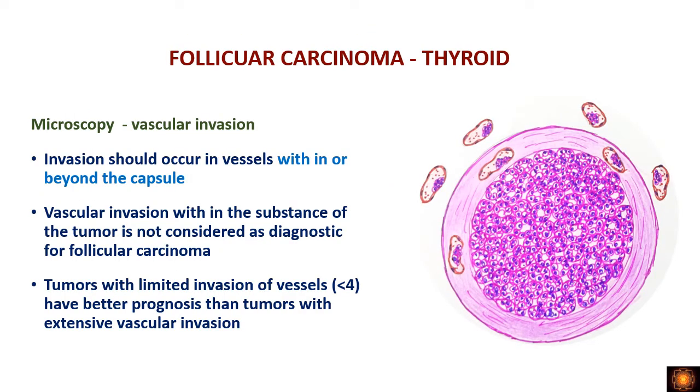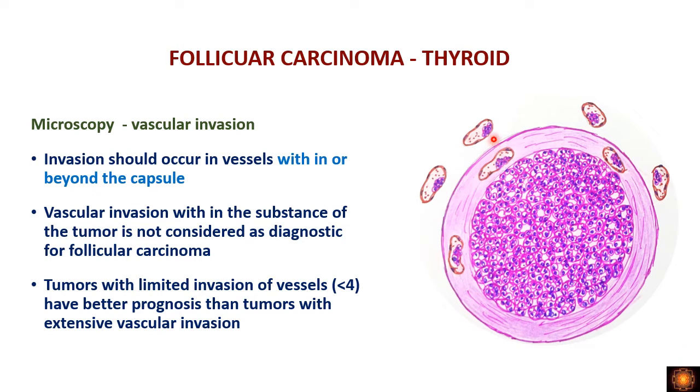Now, as I told you, vascular invasion means we should have the thrombi or tumor emboli in the vessels, and that also the vessels within the capsule or outside the capsule should show the tumor emboli. Then only we consider it as a vascular invasion. If the vessels within the tumor show the tumor emboli, we don't consider it as a vascular invasion. We count the vessels with the tumor emboli within the capsule or outside the capsule. That only is considered as a vascular invasion.